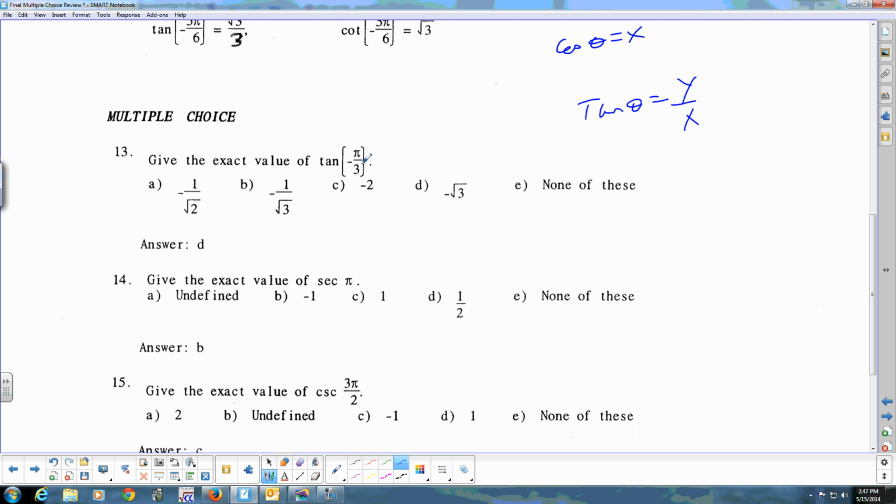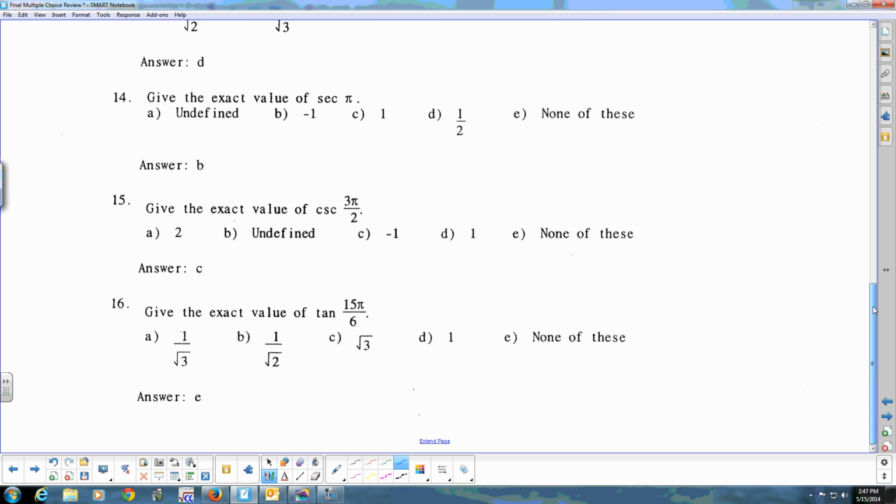Give the exact value of negative. It's just a unit circle question, you guys. Okay, that's all it is. Same thing here. Unit circle question. These are all just unit circle questions.